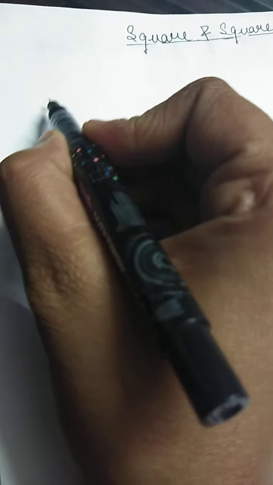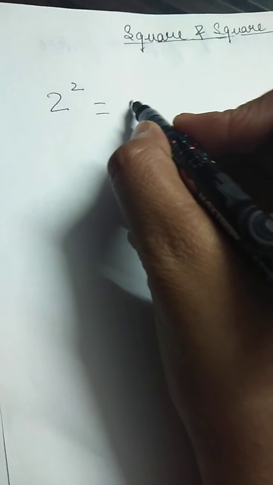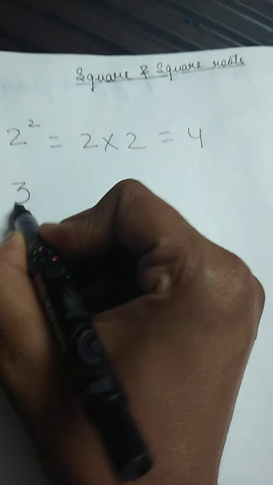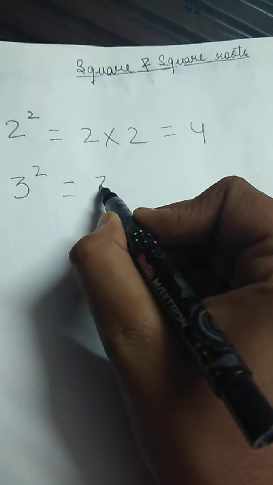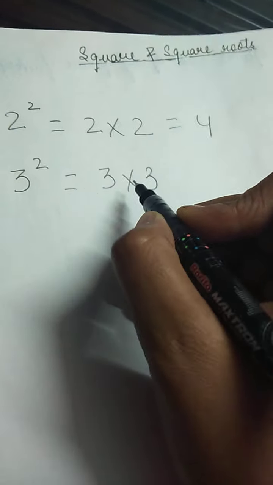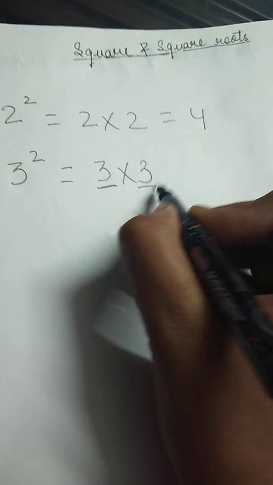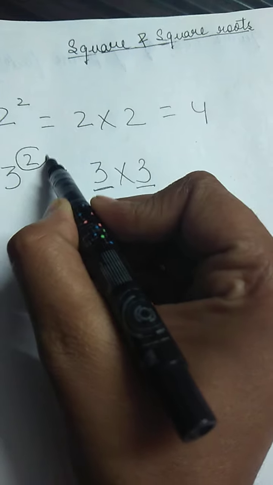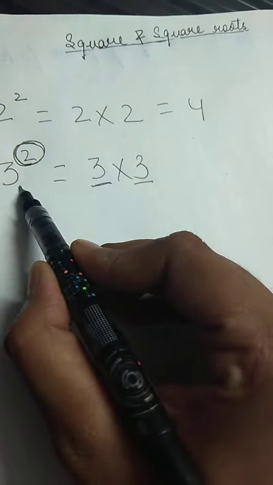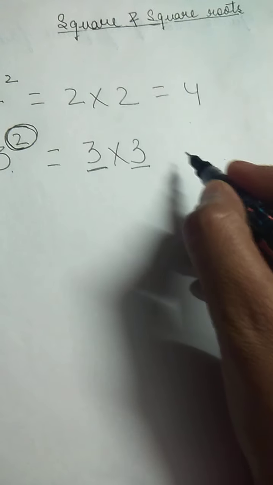Suppose we have to write the square of 2, so you have to multiply 2 two times, that is 2 into 2 equal to 4. If you have to write the square of 3, it will be 3 into 3. It means you have to multiply 3 two times, 3 multiply 3, because square means you have to multiply the same number two times. It will be equal to 9.